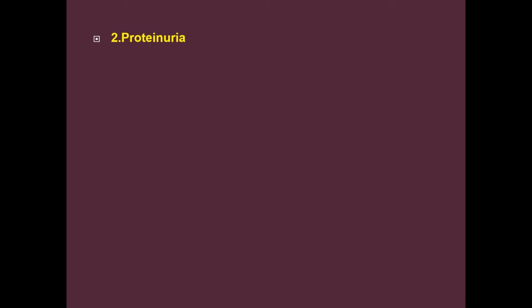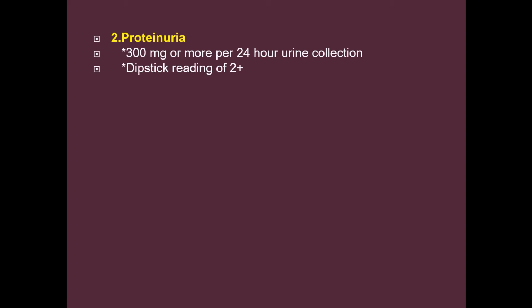In addition to high blood pressure, the presence of proteinuria. Proteinuria is considered to be positive if any of the following 3 points is positive: 300 mg or more in a 24-hour urine collection, a dipstick reading of +2, and remember we are not using the dipstick unless it's the only quantitative method available in our hospital, or a protein to creatinine ratio of 0.3 mg per deciliter or more.